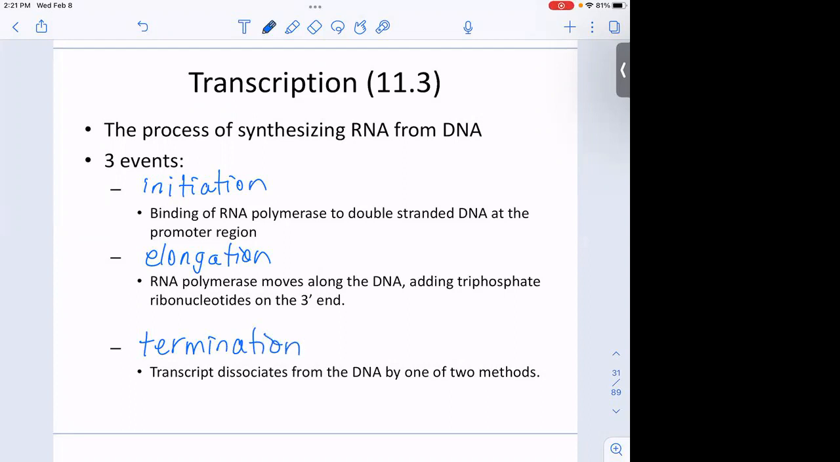Okay, so we'll start with initiation, things that have to happen for the enzyme to start making RNA. Elongation is pretty straightforward, it just keeps making it. And then there's a couple of different ways that termination can take place, and we'll look at those.